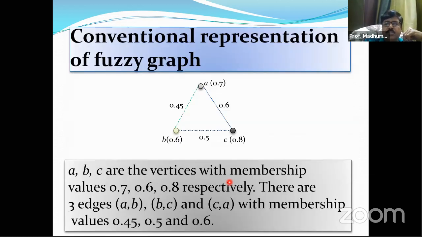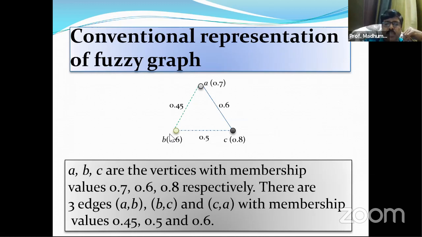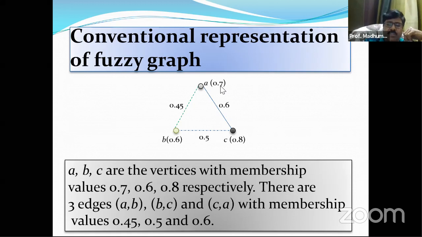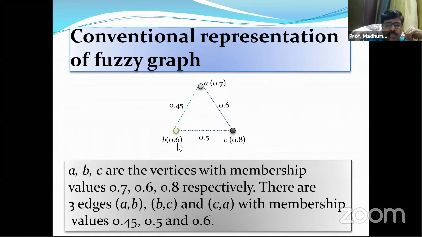Now this is the conventional or diagrammatic representation of a graph. A, B, C are three vertices. The number associated with A, 0.7, represents the degree of membership of the vertex A. B has membership value 0.6, and C has membership value 0.8.